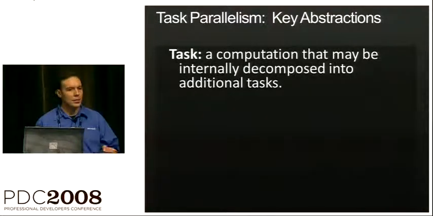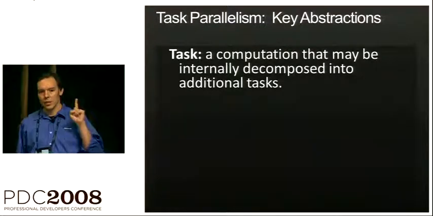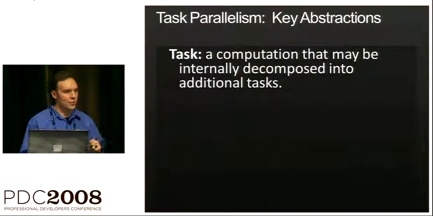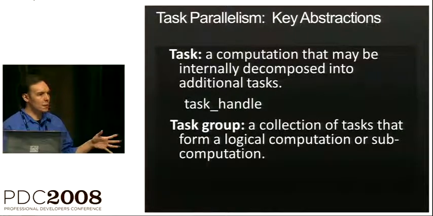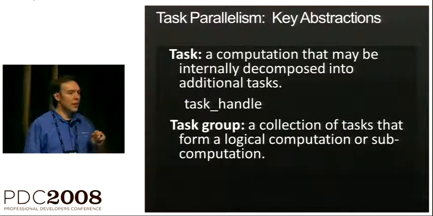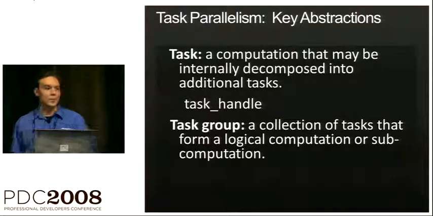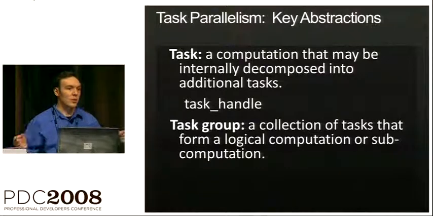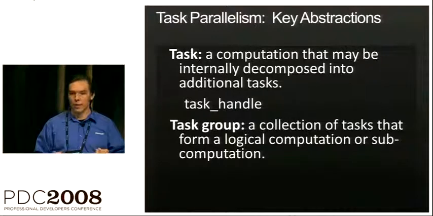The fundamental concepts in the parallel pattern library are twofold. First, the task. This is just a description of some work that can be scheduled and run. It's very straightforward. We call it a task handle. The second abstraction is a task group. And this is actually a collection of tasks that form a logical computation or subcomputation. So you'll describe a series of tasks as task handles. You'll actually express them, schedule them, and wait for them with task group.